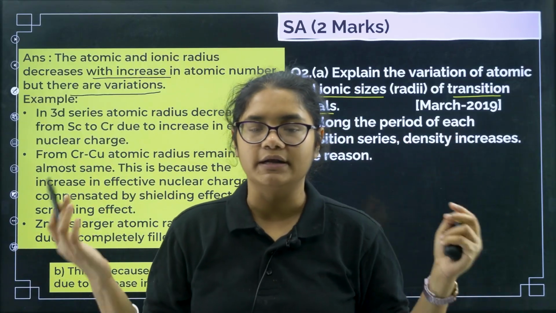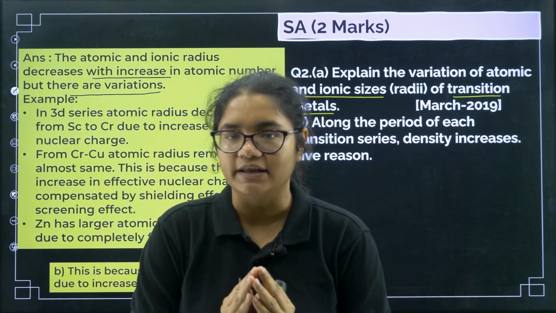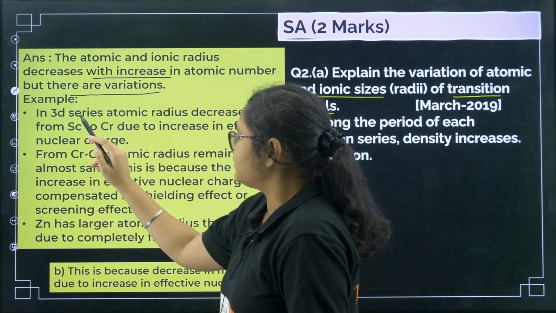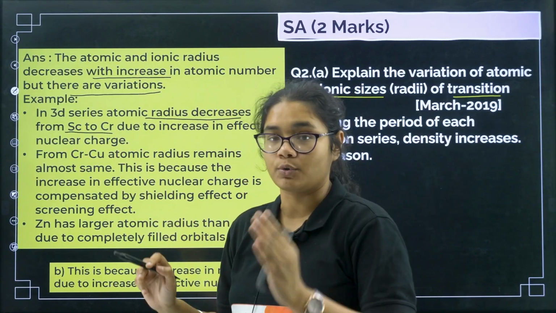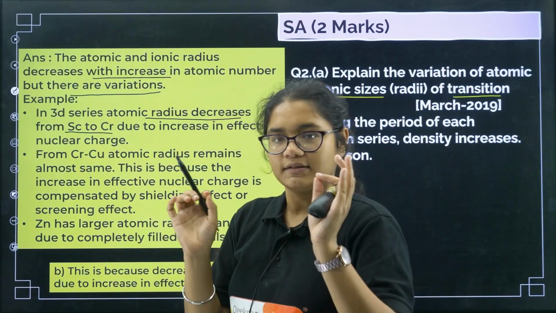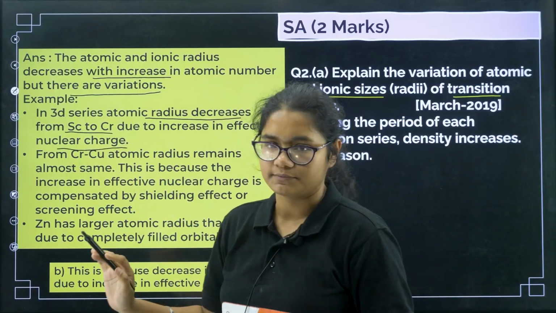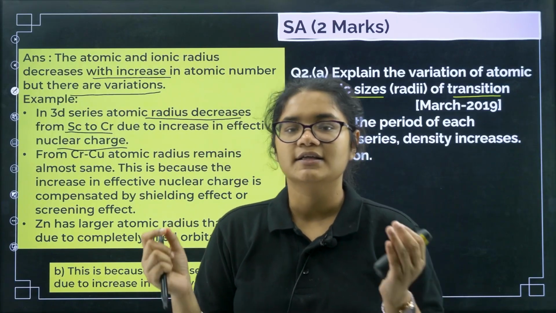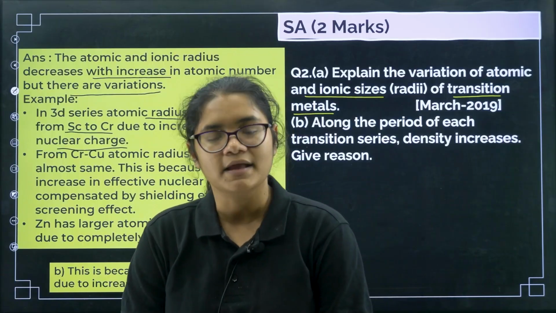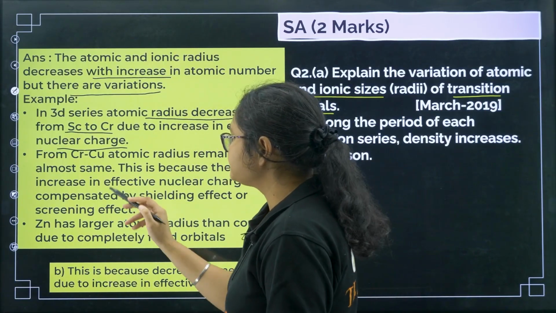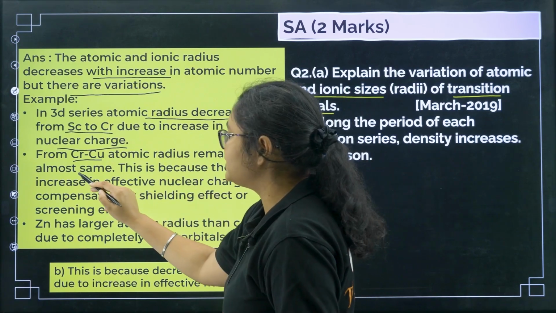Even in the normal periodic table we know that along a period size decreases, right? But here certain variations are there. What is that? See, in the 3d series the atomic radius decreases from scandium to chromium. Up to chromium the size decreases due to the increase in effective nuclear charge, right? The nuclear charge is increasing, size will decrease, that is common in every period. But after chromium what happens? From chromium to copper the atomic radius remains almost the same.